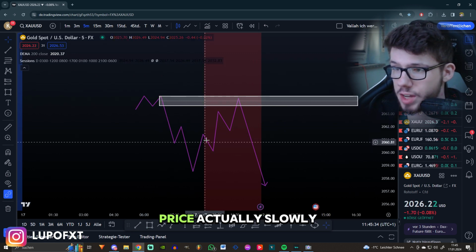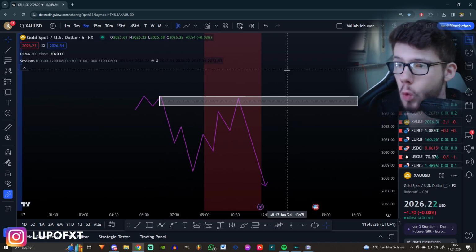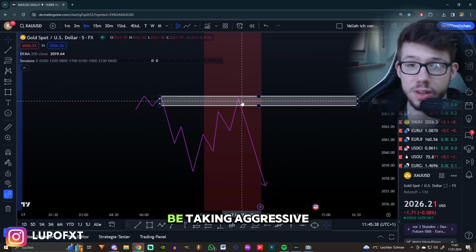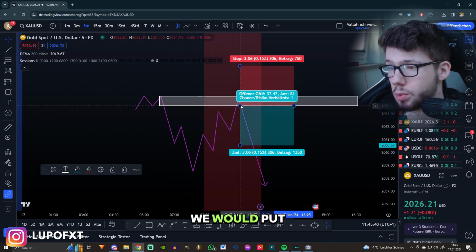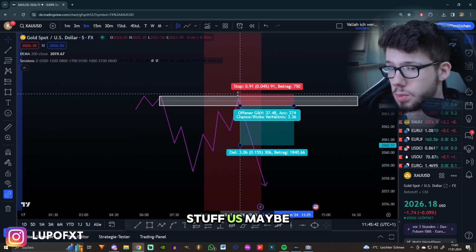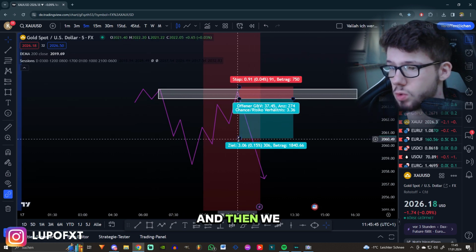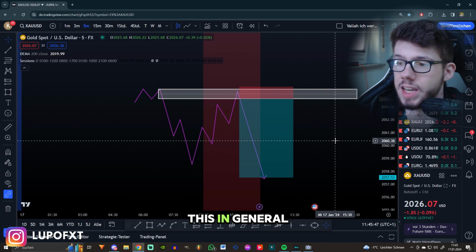And next time price actually slowly came back into that zone, we would be looking for rejections, or we would be taking aggressive entries, putting our entries here, stop loss maybe over these highs, and then we will just be trading this in general.